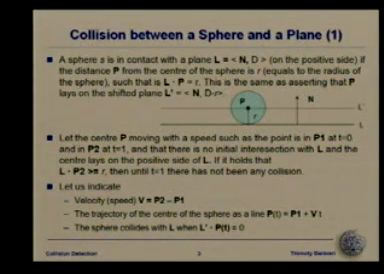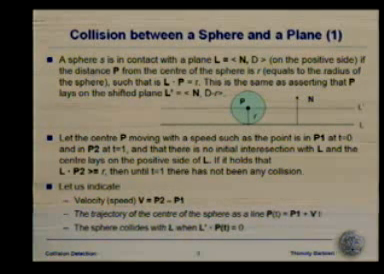I have to check if within 0 and 1, is there any value of t for which, well, the shifted plane, which is this one, scalar, the position of the center in relation of time, equals to 0. That would mean that I have a collision for that certain value of t.